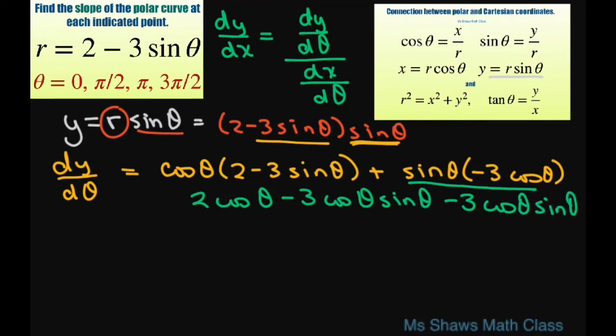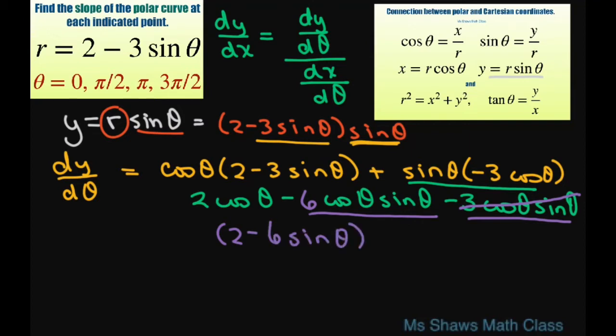Now, if you notice, these two are the same. They're both negative 3, so I'm going to cross this part out and change this to negative 6, just to save some room, because we have two of them. It's like negative 3 minus 3 is negative 6. Now let's factor out a cosine, and we get 2 minus 6 sine theta times cosine theta. This is what we're going to let our derivative of y with respect to theta be. That's going to be our numerator.